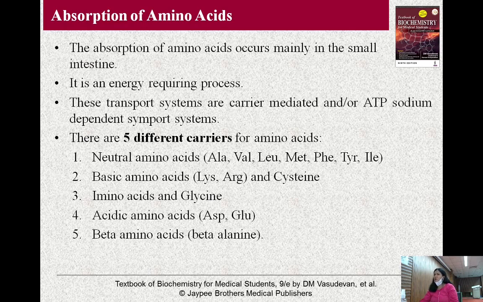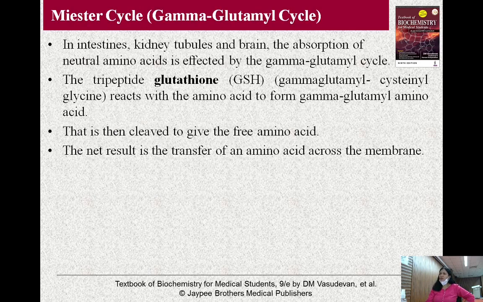And with the help of this transporter and the sodium ion, these amino acids are transported with the help of secondary active transport, that is the sodium dependent symport system. Clear? Then there is another way the amino acids can be transported inside the intestinal cells and also inside the liver cells, inside the kidney and inside the brain cells.